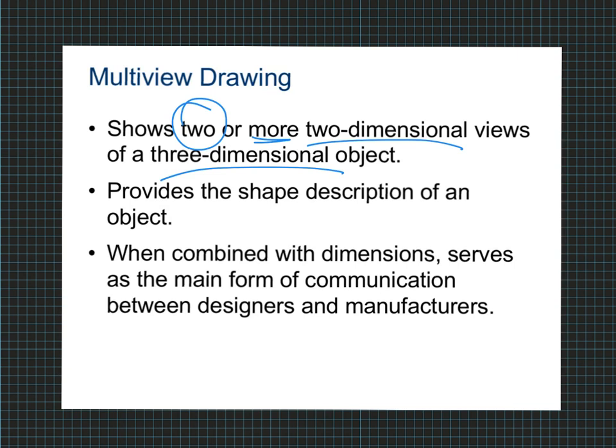It does provide the shape description of an object, which in GeoID, we're all about shapes. And when you combine this with dimensions, it serves as the main form of communication between designers and manufacturers. So a lot of times the designer is not the one that actually builds whatever it is that you might be designing. And in our case, we are designing something that the cross-country team is going to build. So we use multi-view sketching with dimensions as a way to communicate with those people.